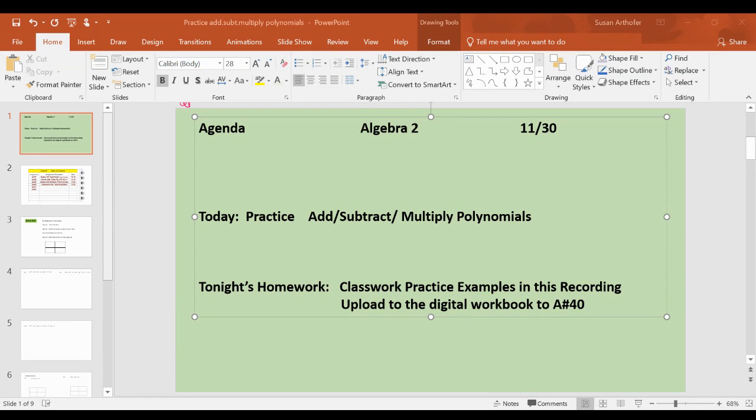Hello, Algebra 2. Today's Monday, November 30th. We're going to practice today add, subtract, and multiply polynomials. So please take out a piece of paper.